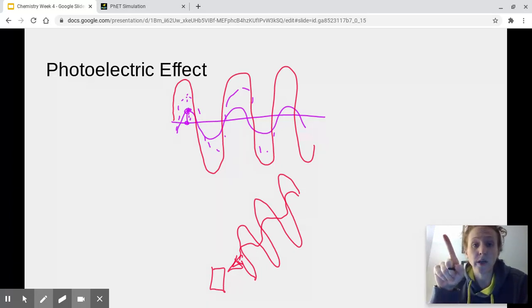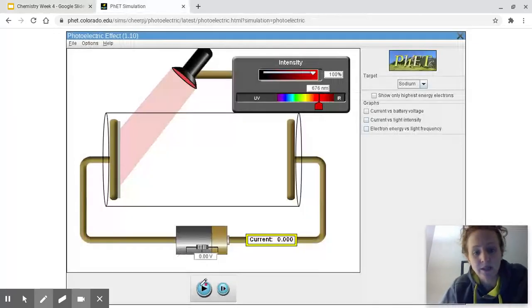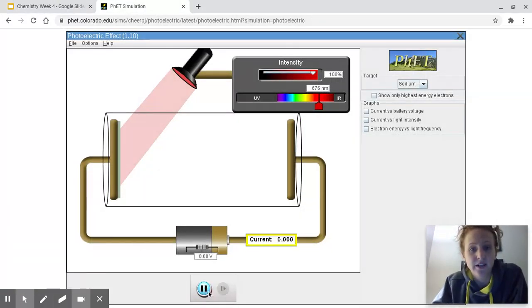Or if one wave doesn't do it, we should be able to build like 10 waves, and all 10 waves together should be able to knock off an electron. But as you can see in this simulation of the photoelectric effect, that's not the case at all. This light doesn't have enough energy. These waves are not building on one another in order to knock off the electron.